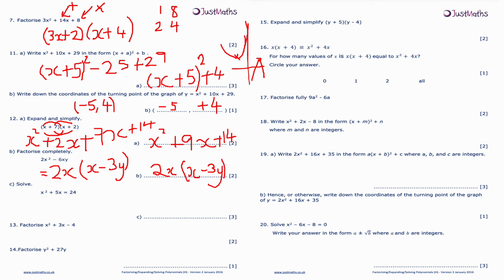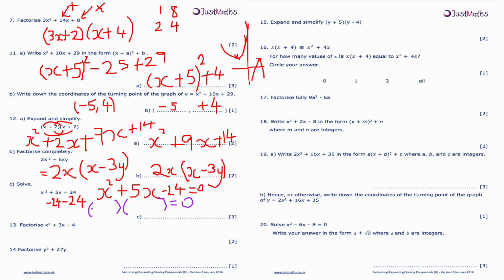Part C, solve this quadratic equation. So first step is that I'm going to minus 24 on both sides so I get it equal to 0. And then I can factorize it. So I get x squared plus 5x minus 24 is equal to 0. So factorizing this into a double bracket because it is a quadratic, and then we're going to solve it by working out our x values.